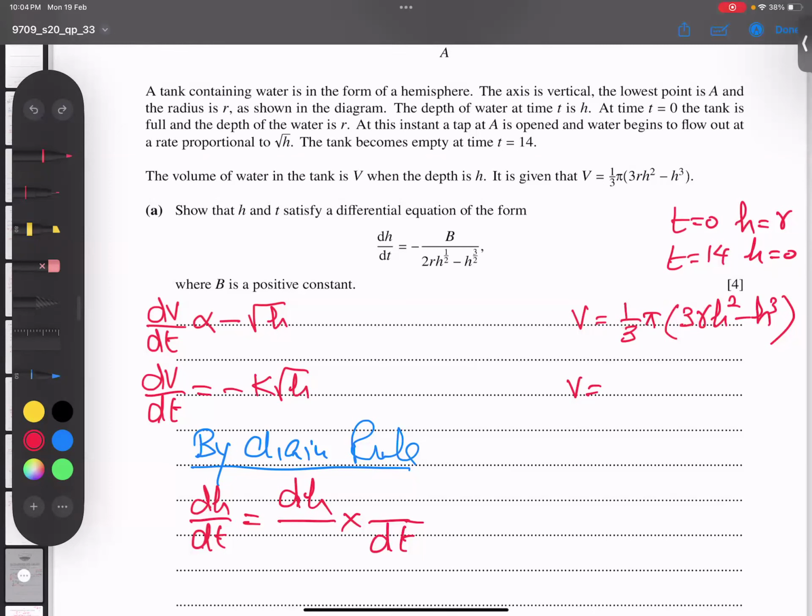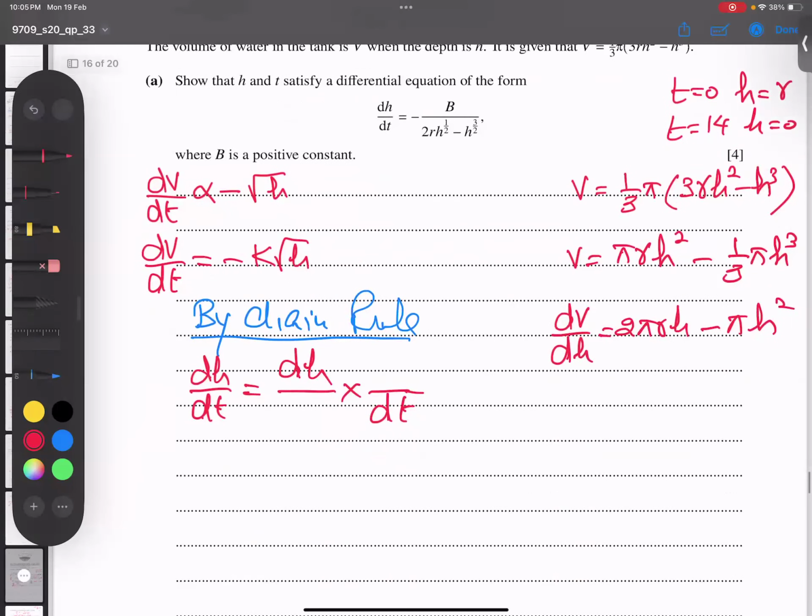The 3 cancels out. I get pi r h square. Same here, 1/3 pi h cube. Let me recheck. Now I'm differentiating dV/dh. So h square becomes 2h, so 2 pi r h. And this is 3h square, sorry. The 3 will come down and cancel, and pi h square is the answer. So you can see from here, students, this connection, if I write dV here and dV here, my target can be achieved.